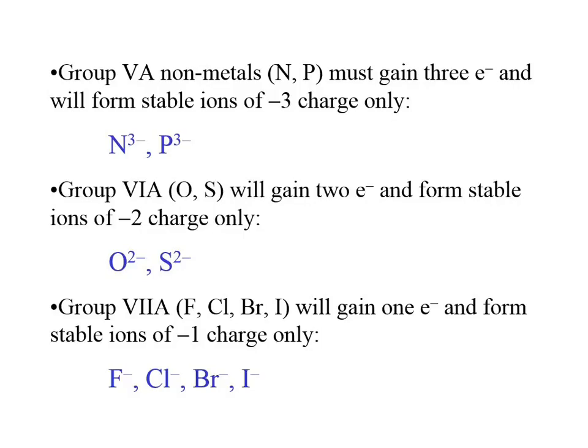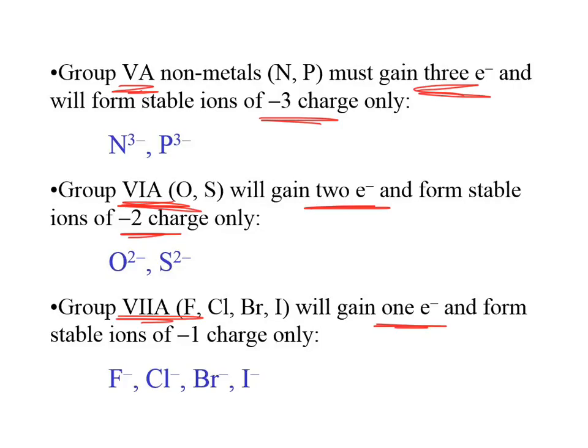So again, this is just kind of a little bit redundant, but that's okay sometimes. Okay, the 5A pick up 3 electrons and become -3. The 6A, this is like what we were talking about in lecture or in lab yesterday. The 6A pick up 2 electrons and form a -2 charge. Now these are nonmetals. The 7A nonmetals, the halogens, pick up 1 electron and form a -1 charge.